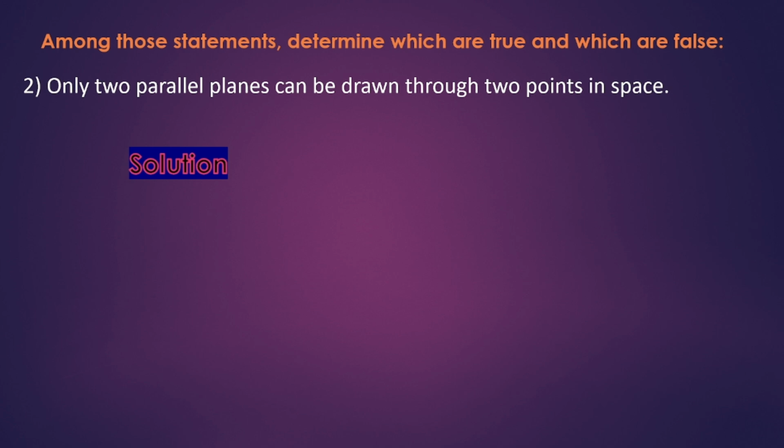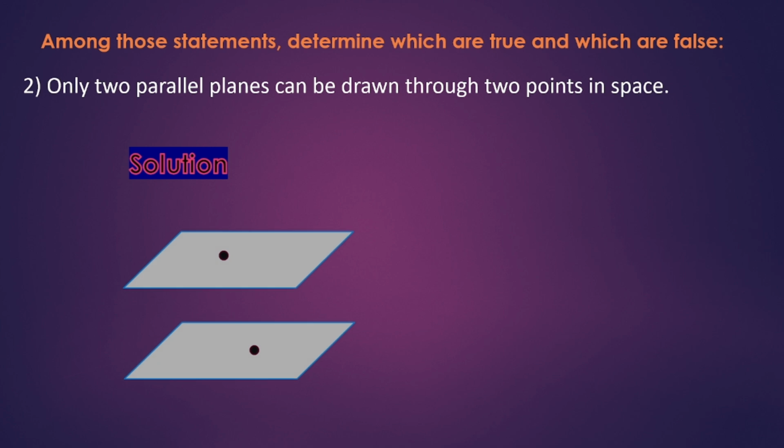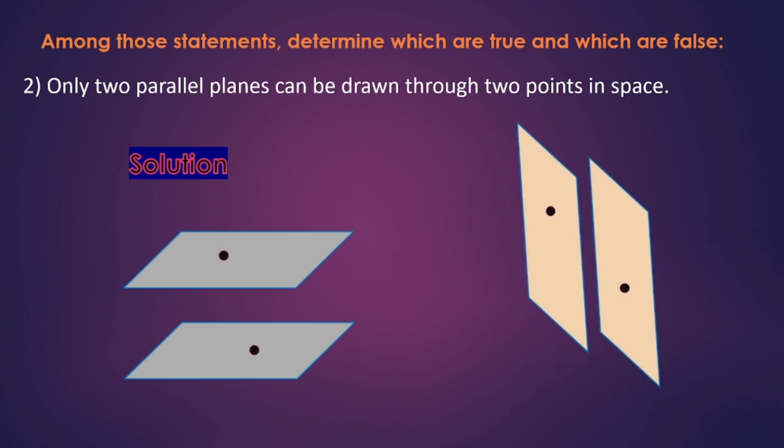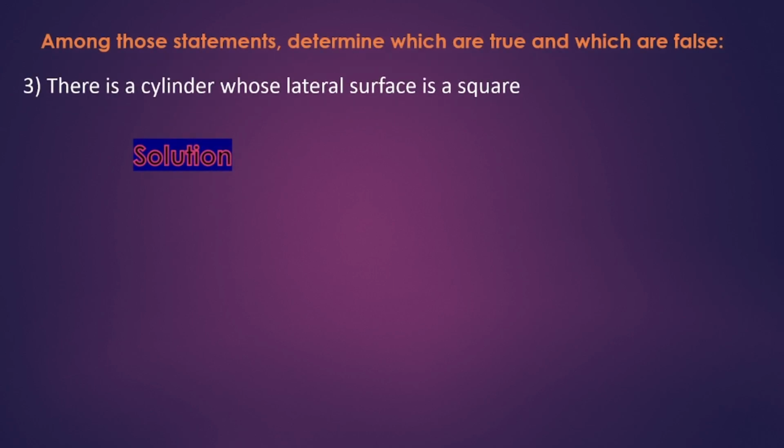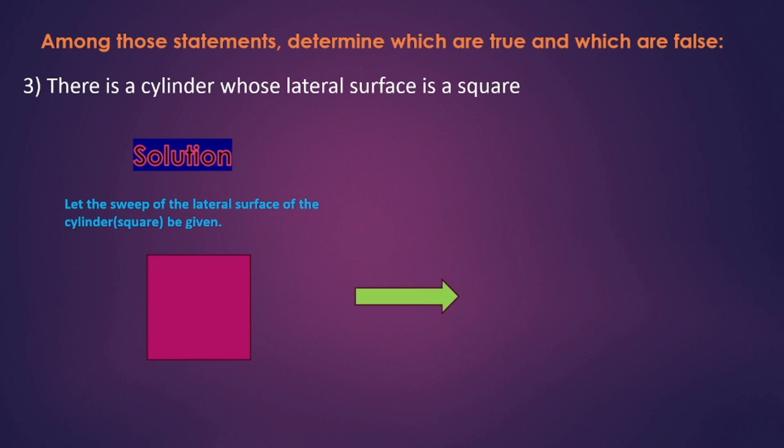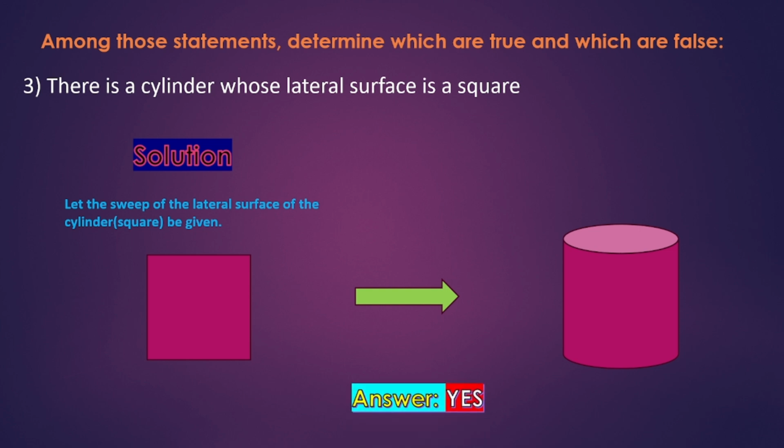Statement 2. Well, we'll take 2 points and draw 2 parallel planes through them, and we'll take the other 2 points and draw 2 parallel planes through them. So we see that not only can we draw 2 parallel planes through 2 points in space, so the answer is no. Statement 3. There is a cylinder whose lateral surface is a square. So why not? It will be either a square or a rectangle. So, from the lateral surface of the cylinder, we can get a square. So, the answer is yes.